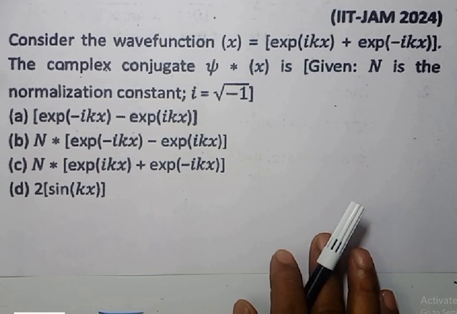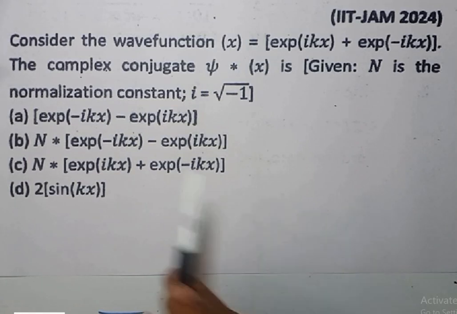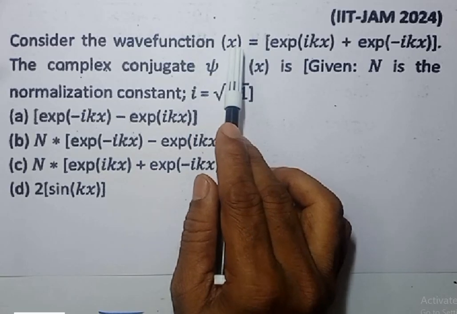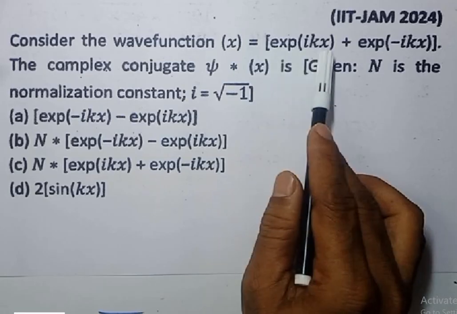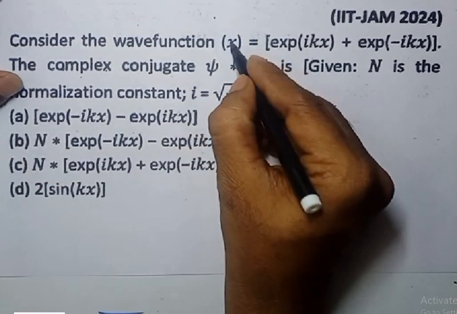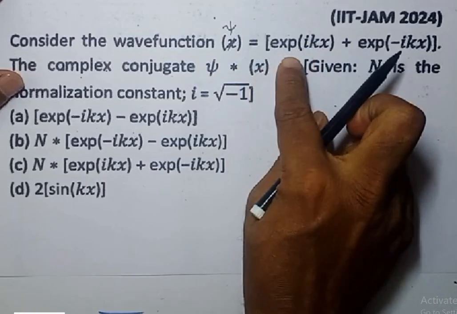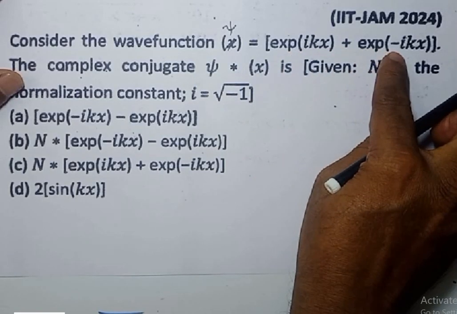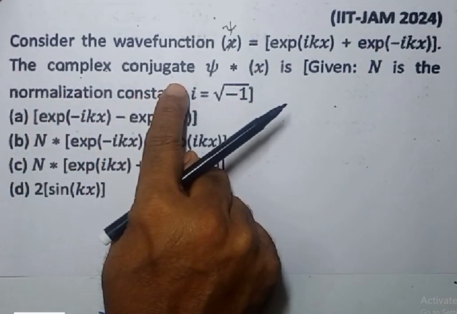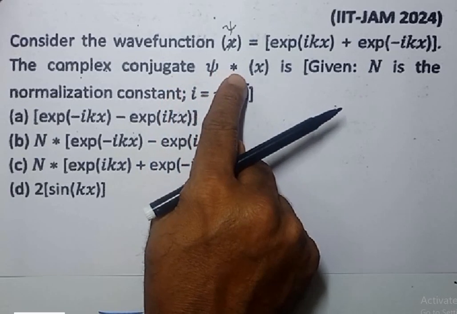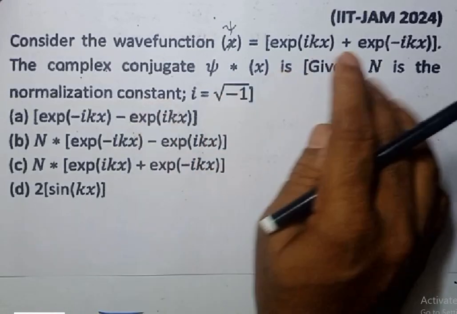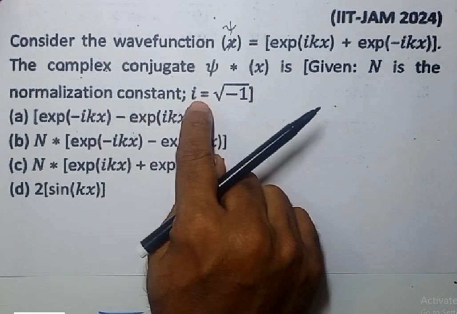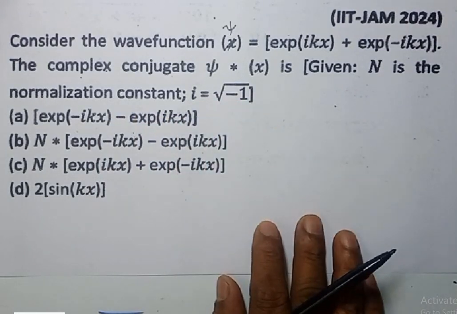This question was asked in IIT-JAM 2024. Consider the wave function psi of x equal to e power i kx plus e power minus i kx, and its complex conjugate, psi star of x, is given as N times something. N is the normalization constant and i is equal to the square root of minus 1. All the data are given.